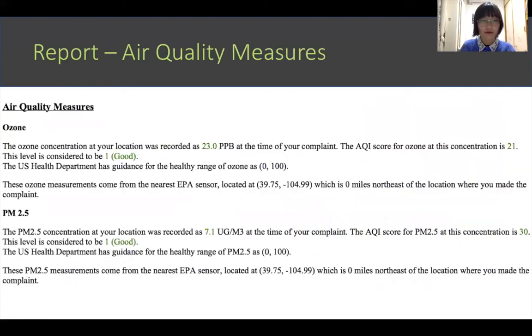And for the second part, we'd like to share the detailed information of the air quality measures for each pollutant. As you can see, the text includes the pollutant concentration, pollutant scores, as well as its AQI category, which represents the level of concern and ranges from good to hazardous. And notably, the color also corresponds to the AQI level. And besides, we also provide the users with the monitoring site locations with their distance and relative direction from the reported location for the user's reference.